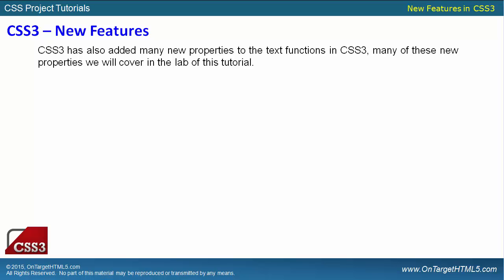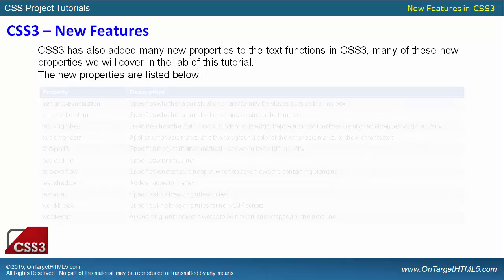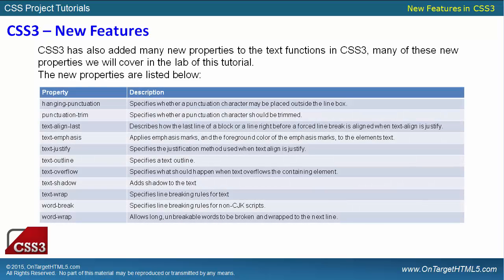So CSS3 has also added many new properties to the text functions in CSS3. Many of these new properties we'll cover in the lab of the tutorial. The new properties are listed below. Let's actually talk through these because we're not actually going to cover many of these in the tutorial yet. There'll be an additional tutorial added when these become supported. But many of these are not quite supported yet. We've got hanging punctuation, punctuation trim, text align last, text emphasis, text justify, text outline, text overflow, text shadow, which we actually will talk about during this tutorial, text wrap, word break, and word wrap.